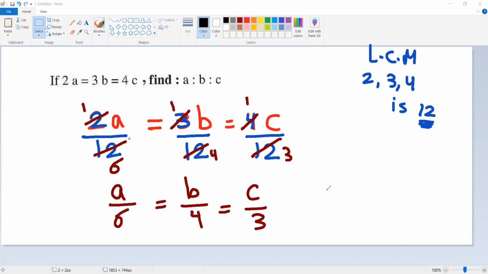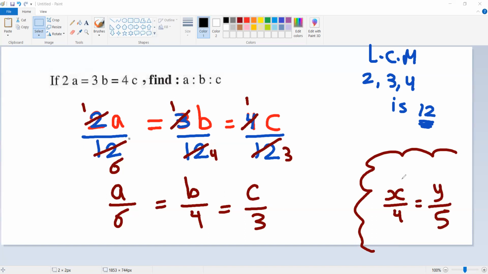Then, if you remember, we have studied before that the top over the top is equal to the bottom over the bottom. I said to you before, if x over 4 is equal to y over 5, what is x over y? X over y is equal to 4 over 5. The top over the top is equal to the bottom over the bottom.